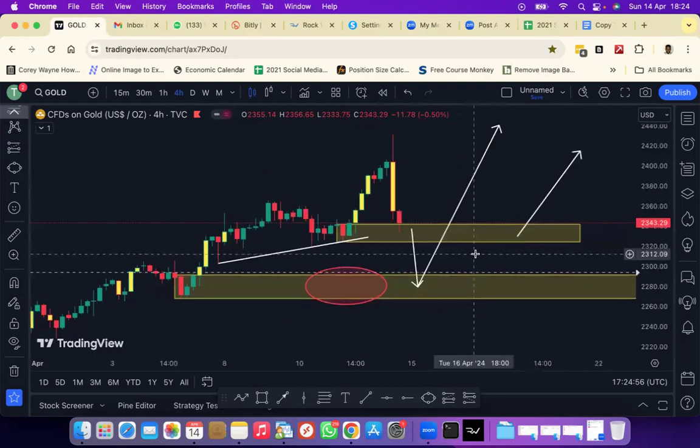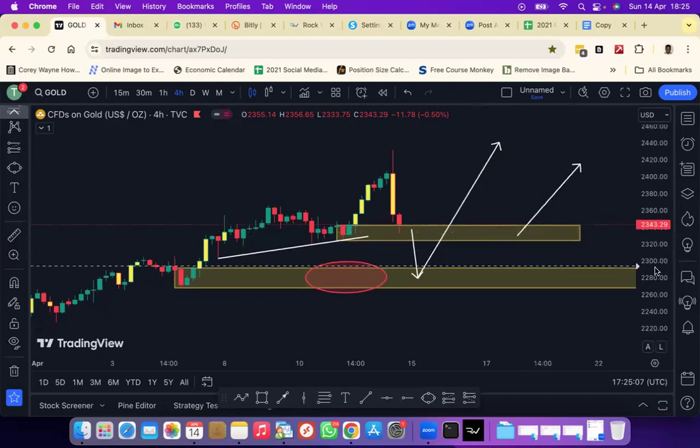So I've got my eyes on gold as well. If we can catch a very good buy opportunity on gold, we should see gold do lots of points this week. All right, so that's what we have on gold. Let's check out another pair.